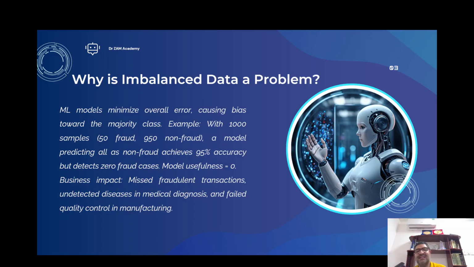Undetected disease in medical diagnosis can have a lot of implications. That is one area in which implications can be huge. And then failed quality control in manufacturing, where the model will not be able to identify the defects it was intended for. If 98% or 99% of the manufacturing is without defects, how will a model predict the defective one, because the majority class has no defect?